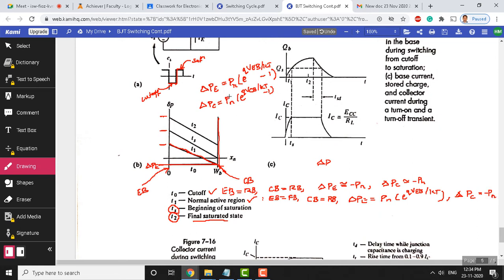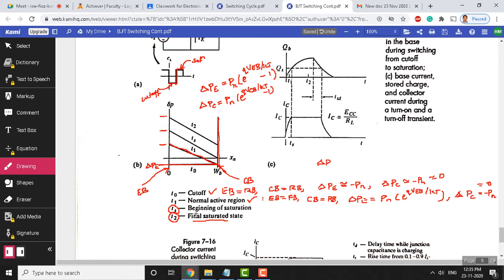Here V C B is negative, and therefore delta P C is either minus P n or even 0. So delta P C either becomes 0 or minus P n. For V C B negative, it becomes minus P n. For V C B equal to 0, it becomes 0. Delta P C can have these two values. Even here also, it can be 0 or it can be minus P n. It all depends on what voltage we apply at the collector and base.